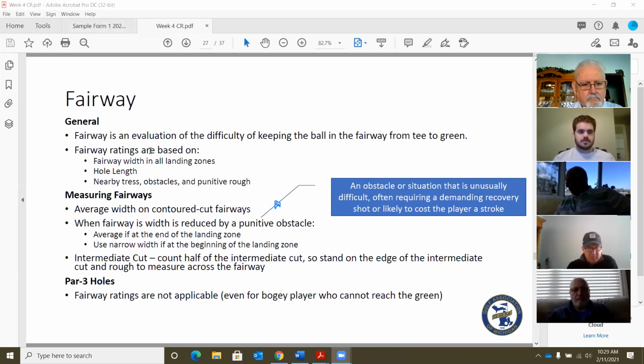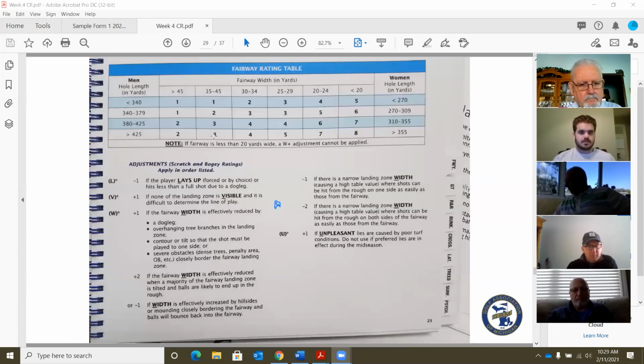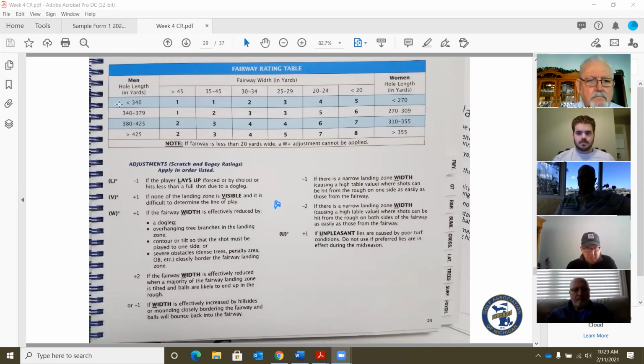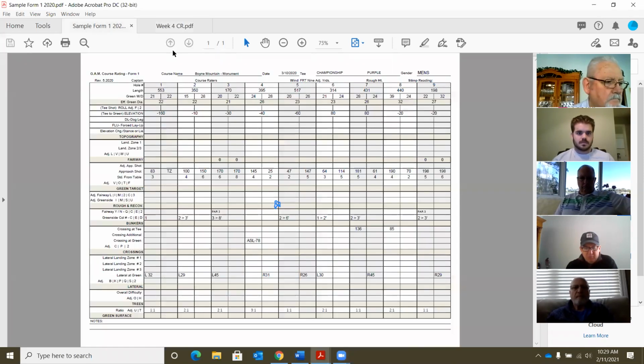Okay, so we'll go through an example here. We've got our fairway rating chart here, and we're going to look at the width of the fairway. That's the first thing we need to get. So we, again, gather that by standing on one edge of the fairway and shooting to the other edge of the fairway with our rangefinder. Get that number. Again, we're taking the average of the landing zone to get that number. And then we're going to use that number and the length of the hole to determine our rating. So we'll go back to our form 1 here, do a few examples.